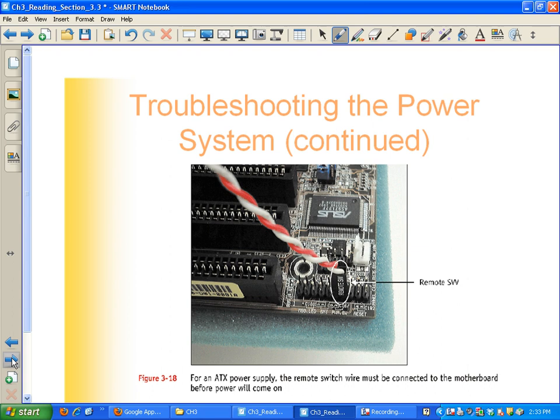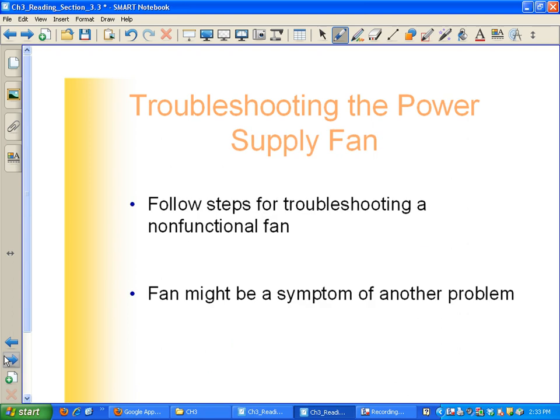So there are those wires that connect to our motherboard, one of which is what turns on our computer, and if we don't have that plugged in correctly, it will not turn on the power supply. But it would still work with the tester, so that would still be a good test to use the tester. Okay. Fan says it might be a symptom of another problem.